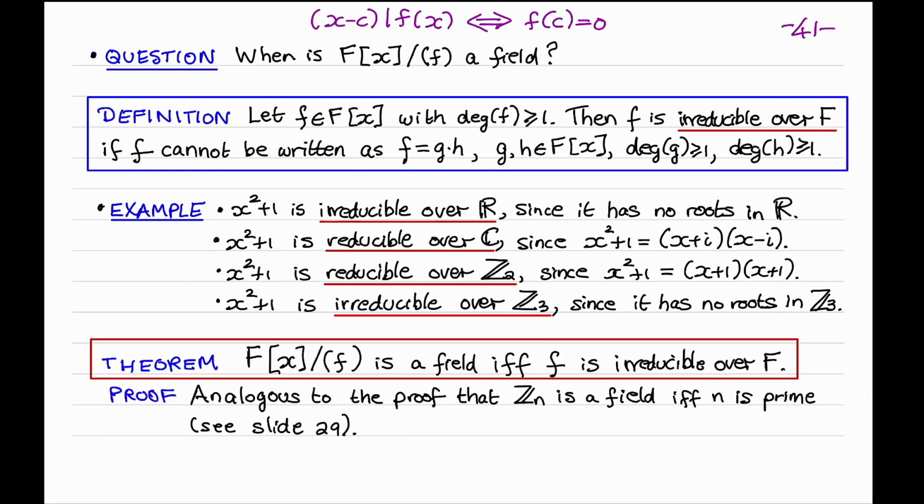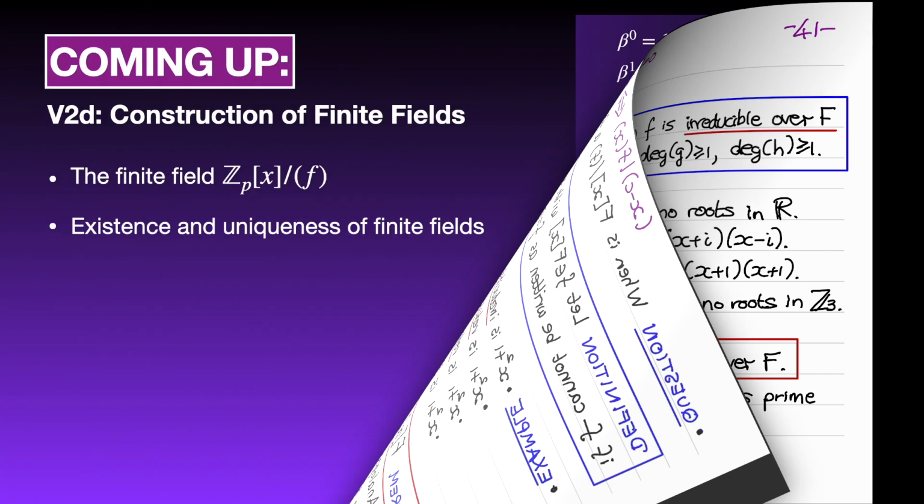We now have the following theorem. The polynomial ring is a field if and only if the modulus f is irreducible over the field capital F. This statement is analogous to what we proved earlier, that the integers modulo n is a field if and only if n is a prime. The proof is completely analogous to the proof of the theorem for the integers modulo n on slide 29. I'll leave the proof as an exercise for you.